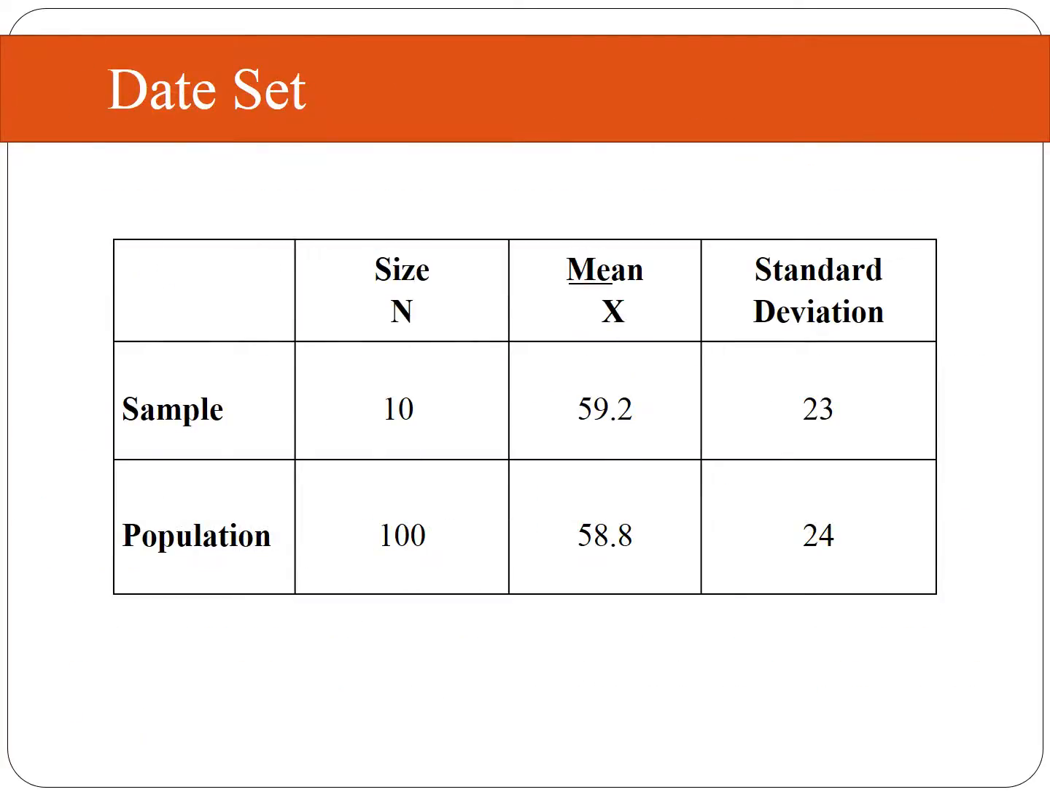Here is what my data set looks like. Like I said before, my population is 100 with my sample of 10 students. My mean is 59.2 for the sample and 58.8 for the population, and the standard deviation for the sample is 23 and for the population 24.